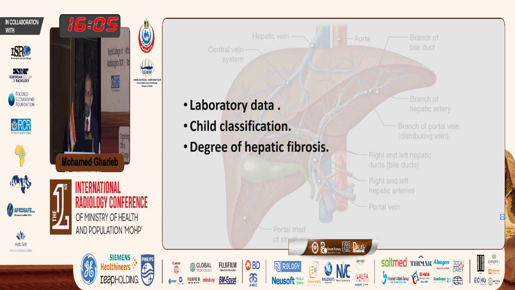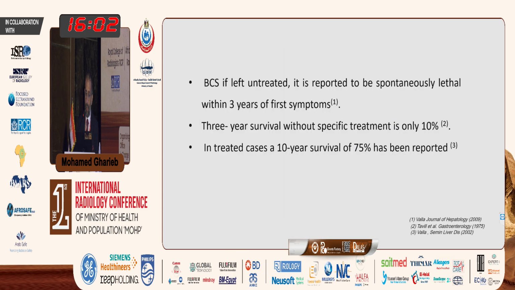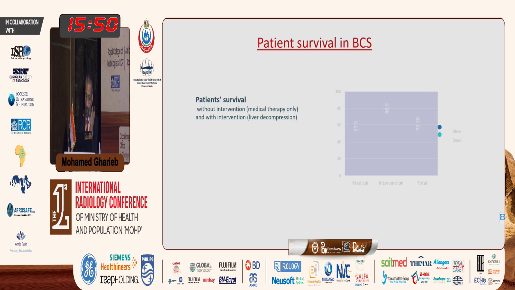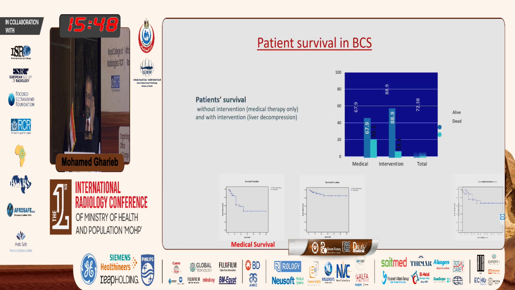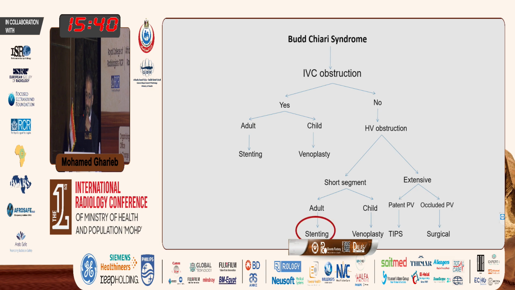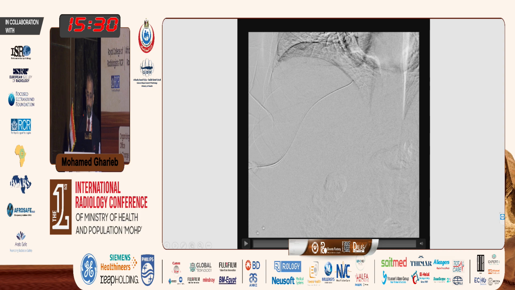Also, the Child classification, the laboratory data, and the degree of hepatic fibrosis matter. Budd Chiari syndrome patients are managed using a multidisciplinary team, including interventional radiologists, hematologists, hepatologists, and even vascular surgeons. Patient survival is significantly increased in patients with interventional therapy compared to medical therapy alone. In this algorithm, we do stenting in adults with short segment stenosis disease, and if extensive disease, we have TIPS. This is an example of stenting.